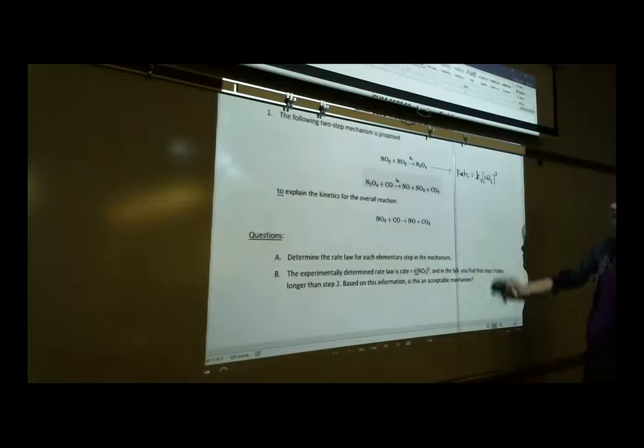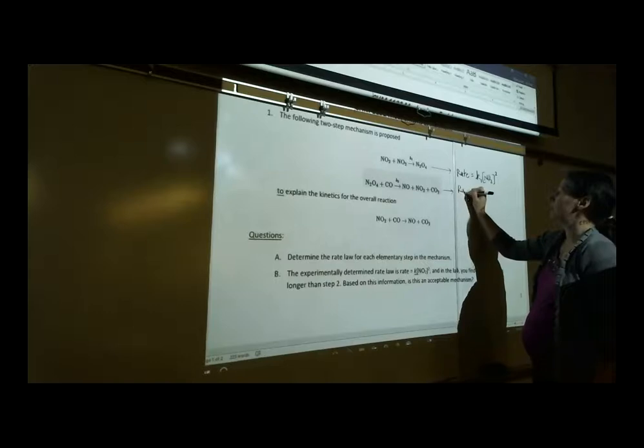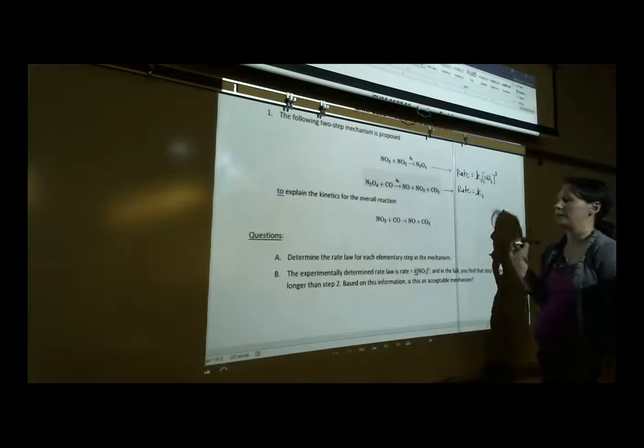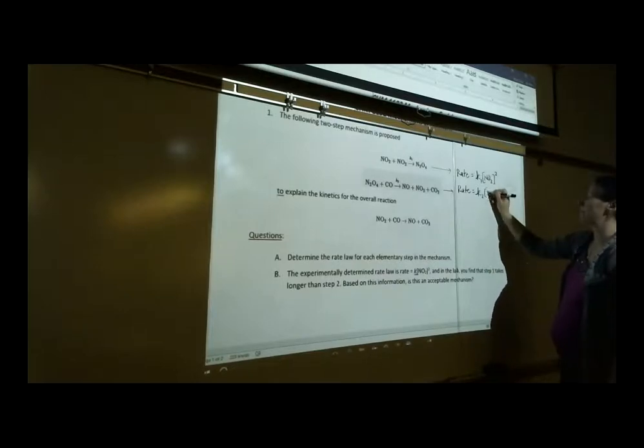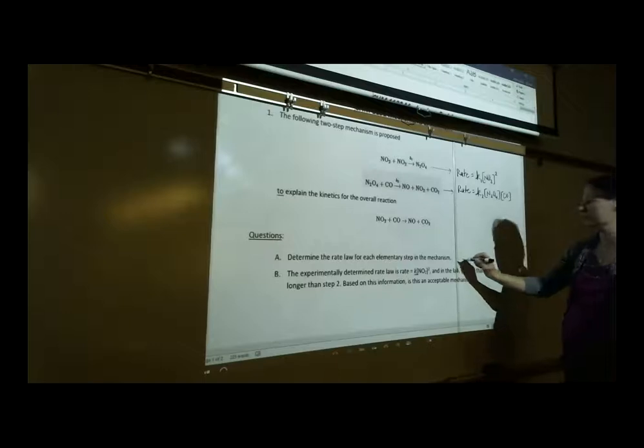And then the rate for the second elementary step, rate equals k2, what? Concentration of N2O4 times concentration of carbon monoxide. Do we agree? Both of these are unimolecular, bimolecular, termolecular, what? These are both bimolecular. Good. So there was part A.